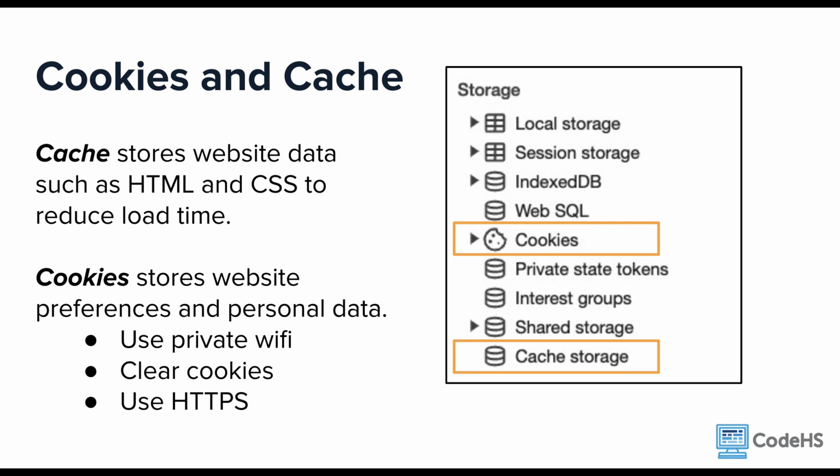Some ways to prevent this would be to use a private Wi-Fi whenever you can. Cookie theft is big when using public Wi-Fi networks. These networks are often unsecured and can be a hotbed for cookie theft. You can also regularly clear your cookies. Also, you should always visit websites over a secure connection using HTTPS. This can make it more difficult for hackers to intercept your cookies.